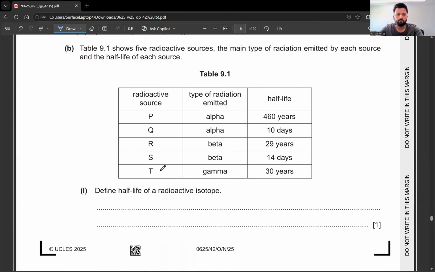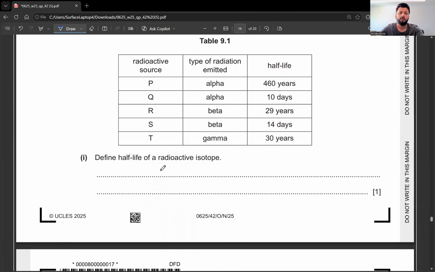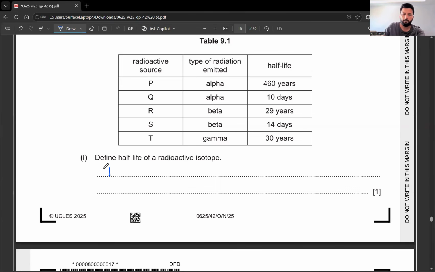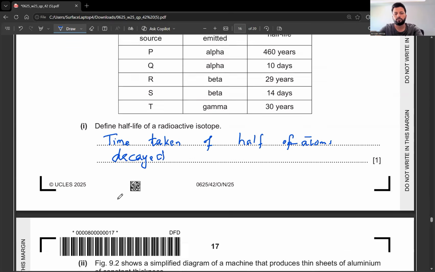PQRST. Okay, define half-life of radioactive. What is half-life? Half-life basically is the time taken for half of the nuclei of a sample to decay. So you can just write "time taken", 1 mark, so make it short. Time taken for half of atoms to decay. Decay means stop emitting radiations.